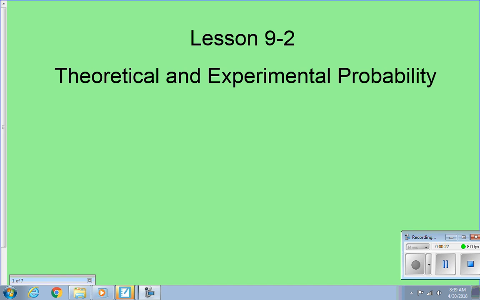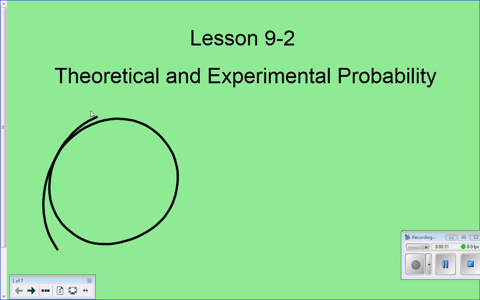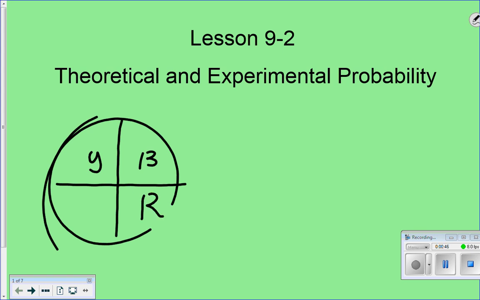So let's say I have my spinner. There it is. And I have 4 equal sections. This is a yellow, this is a blue, this is a red, and let's say this is a blue. What's my probability of spinning a blue out of here? Half. 2 out of 4, 1/2, right?